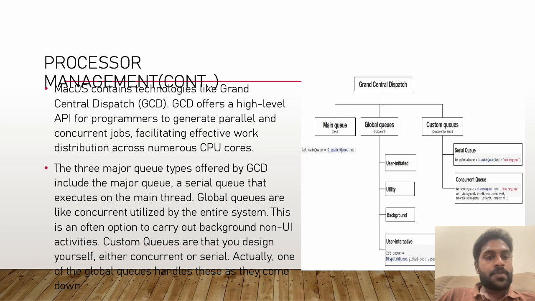Grand Central Dispatch, which offers a high-level API for programmers to generate parallel and concurrent jobs, facilitating effective work distribution across numerous CPU cores. The three major queue types offered by GCD include the main queue, a serial queue that executes on the main thread. Global queues are concurrent queues utilized by the entire system. This is an often used option to carry out background non-UI activities.